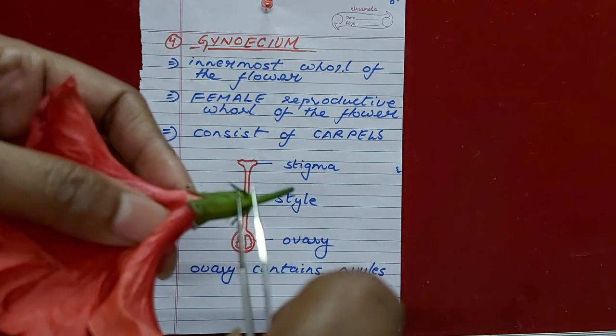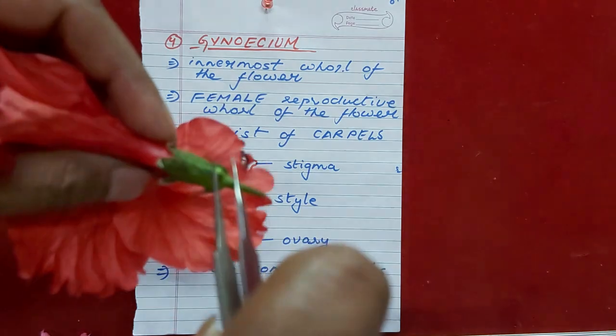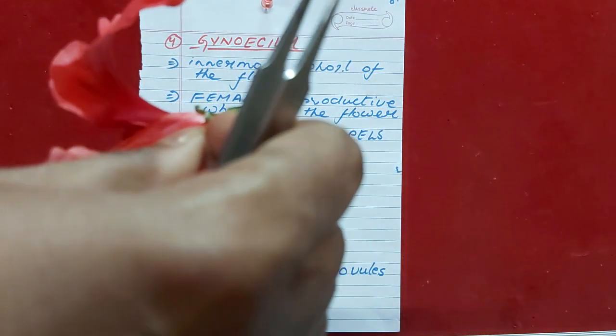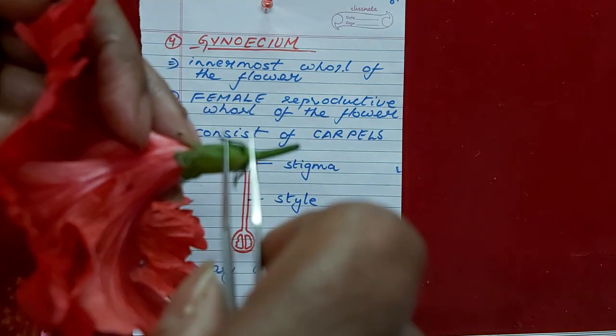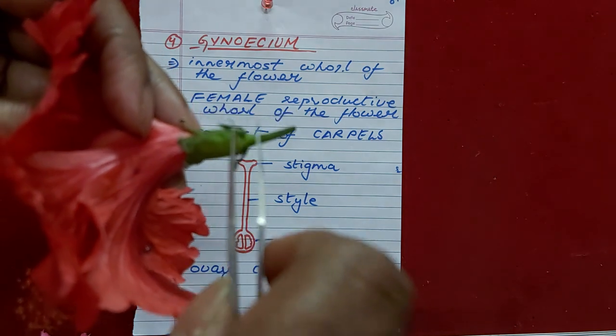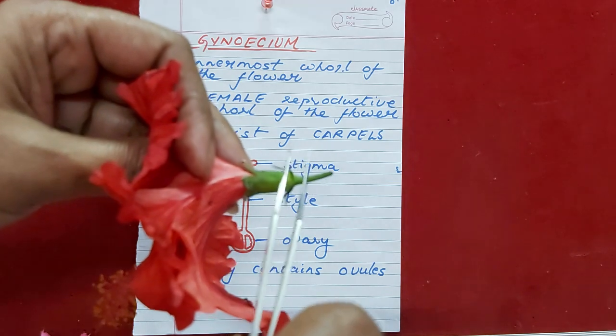See this one, what is coming out? See, 1, 2, 3, 4 and 5. There is an extra second whorl of sepals present below the calyx. It is known as epicalyx. Sometimes in some flowers one extra whorl is present. The extra whorl of sepals is called epicalyx.